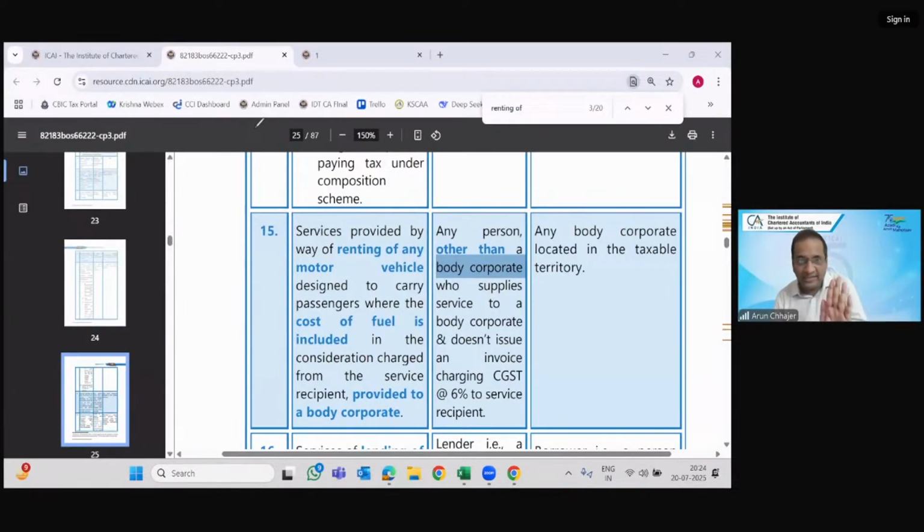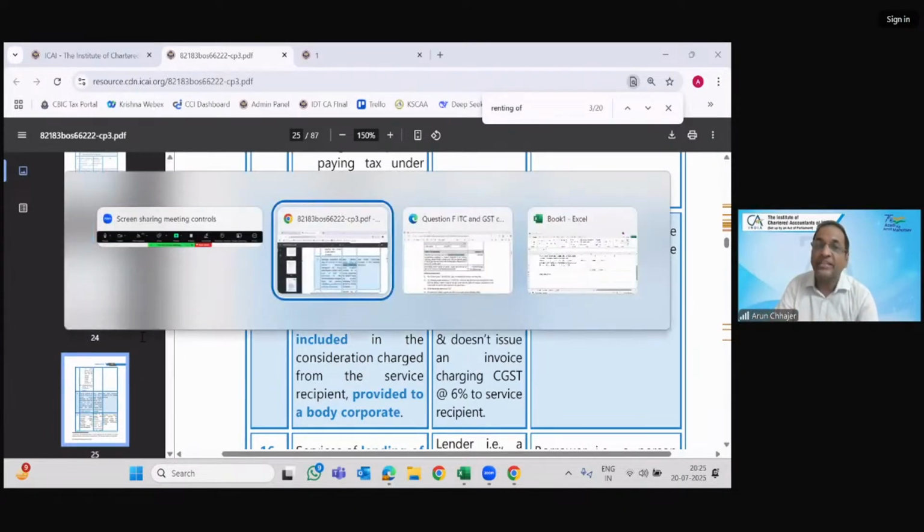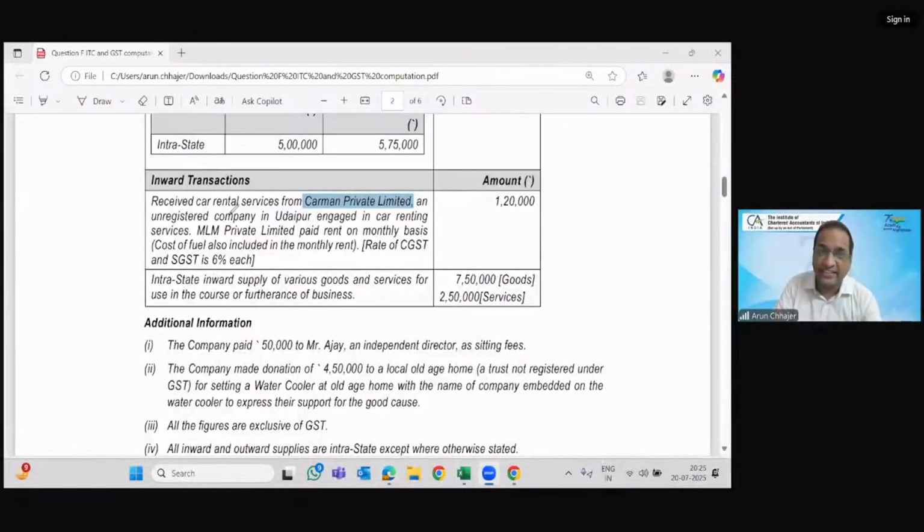Can I supply services or goods within the limit without taking the registration? Can I do so? The answer is yes, I can. That is the reason the threshold limit is being kept by the law. Now read the question. What is the status of the supplier? Unregistered. Will he pay the tax on this transaction? Assuming he is well below the threshold limit.